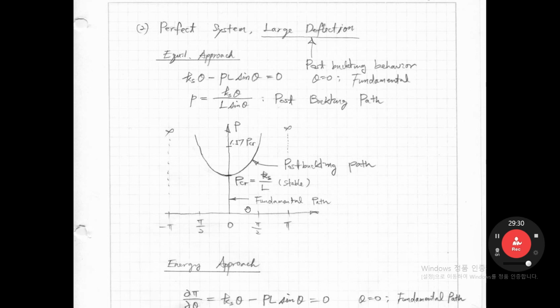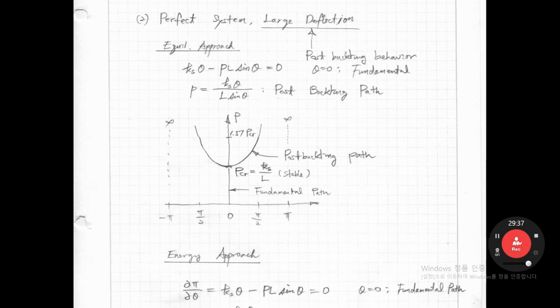From this curve, we know that in order to make more deformation, this system needs more load. More load, so a curve like that, we call a stable post-buckling path. If the post-buckling path is like that, then we call it an unstable post-buckling path. So this is a fundamental path and post-buckling path, if we do the perfect system and large deflection problem.